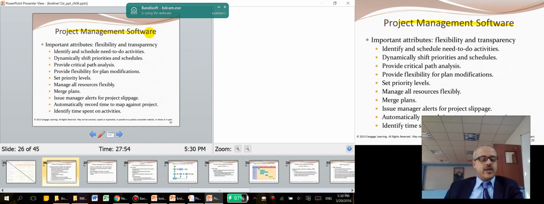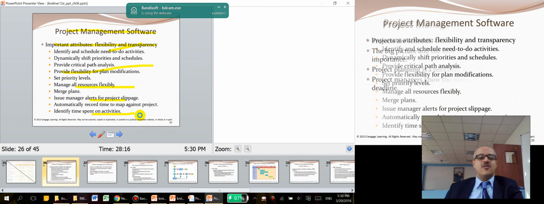Project management software. Has anyone heard of project management software? Anyone have used project management? Microsoft Project? No one? I know, but you have never used it? That's too bad. This is the first class I ever get and no one has done Microsoft Project. Yes, sir. Oh, have you done it? Yes, sir. Oh, okay.